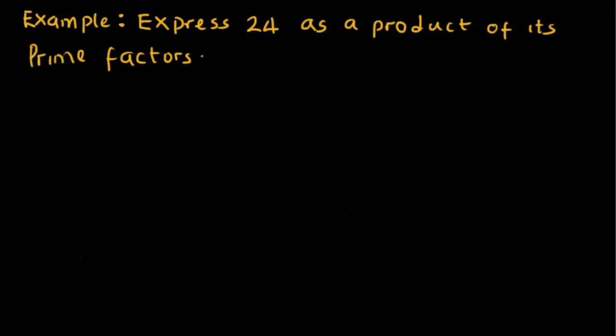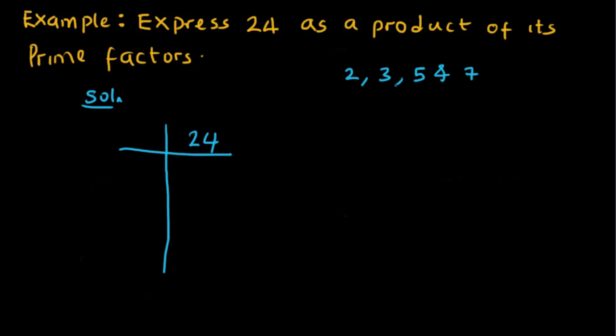So we've got this question: express 24 as a product of its prime factors. Now let's solve this. Now look carefully. This is what we are going to do. We are going to divide 24 by prime numbers. So remember, prime numbers between 1 and 10, we have 2, 3, 5, and 7. So we try to divide 24 by these numbers. Do you understand? So let's go.